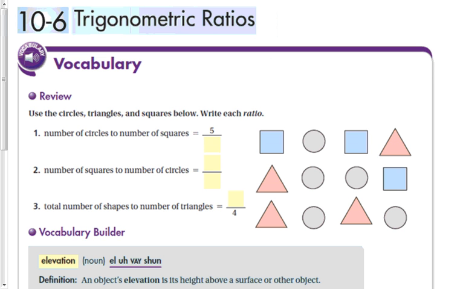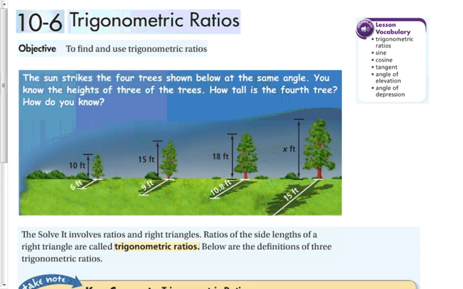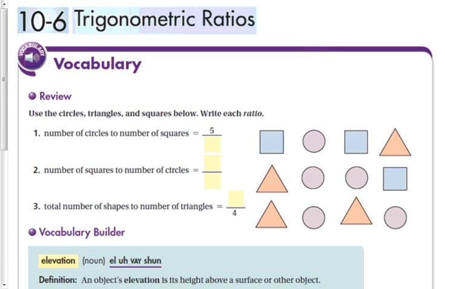Hey students, this is lesson 10.6, trigonometric ratios. We are going to learn how to find and use trigonometric ratios. Go ahead and do the review. This is kind of important. I'll check back with you.